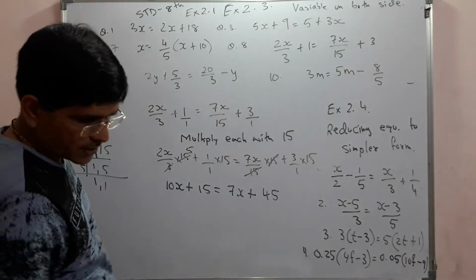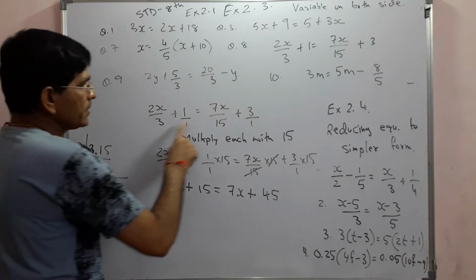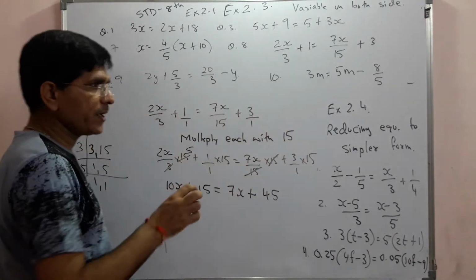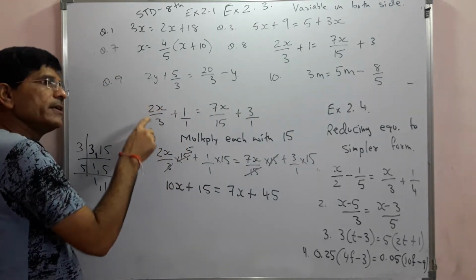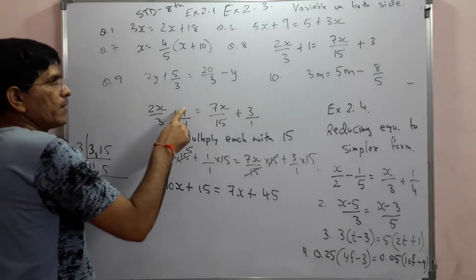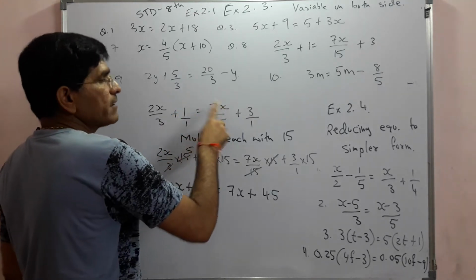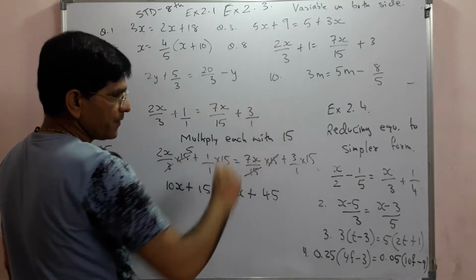So this is a new concept related to this type of sum. What is our target? 3 and 15, the LCM is 15. Multiply each term with 15. 15 2s are 30, 30 divided by 3, that is 10. Here 15 1s are 15. 15 7s are 105, divided by 15, again 7. So 7x. 3 multiplied by 15, that is 45.